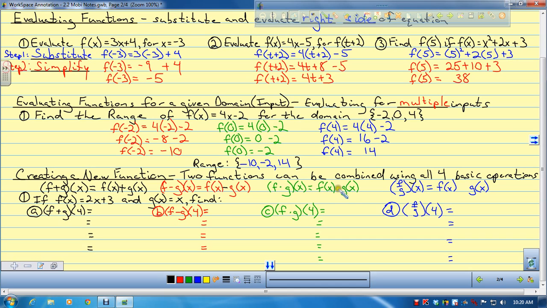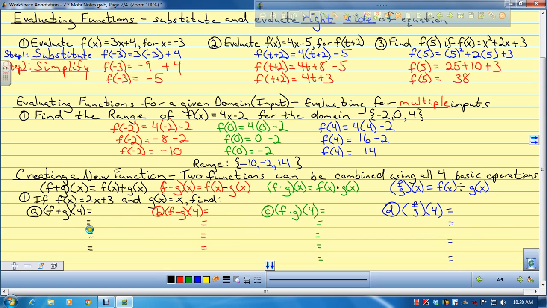And you can imagine what we're going to do in these next two. Here I'm multiplying. Here I am dividing. So the division sign in there instead of writing it as a fraction. Okay. So if I have this for my function f and this for my function g, I'm going to solve each of these new functions down here at the bottom.